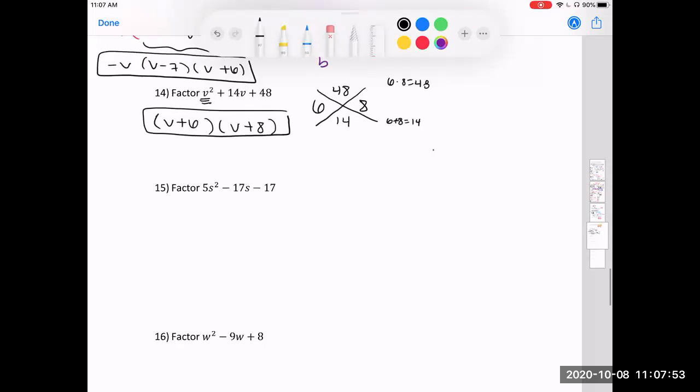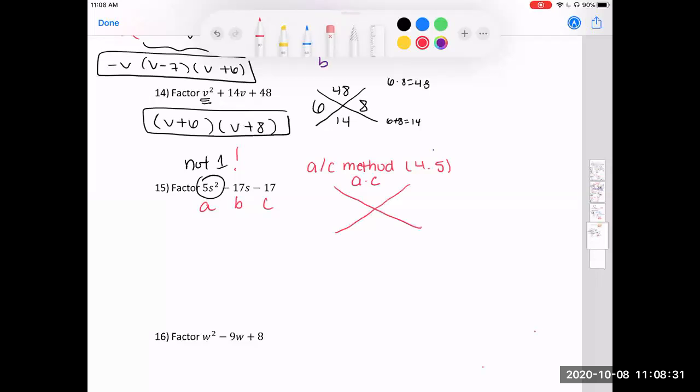Okay, next one. Now 15 and 16, well, more 15. The 15 is different because my leading coefficient is not 1. That's a big difference. To continue, I need to use the AC method of factoring. And this is section 4.5, I believe. For section 4.5, we learned that you have to label them A, B, and C. You do the same thought process. You want numbers that multiply to give you A times C, but add to give you B.